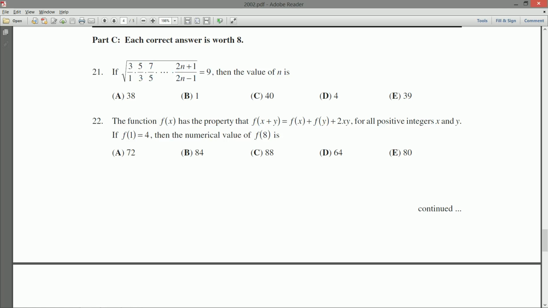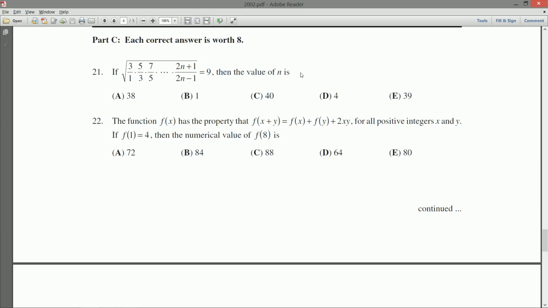So we got a multiplication of fractions, and then we square root the whole thing, and we get 9. Then the value of n is, so we want to figure out how many of these fractions we have to multiply together and then square root in order to get an answer of 9.